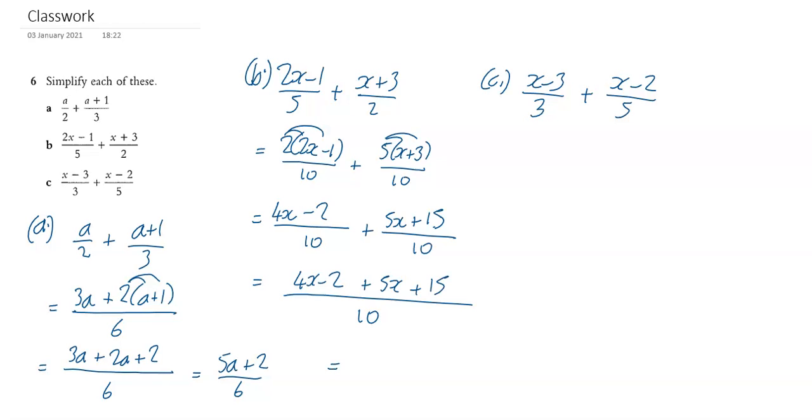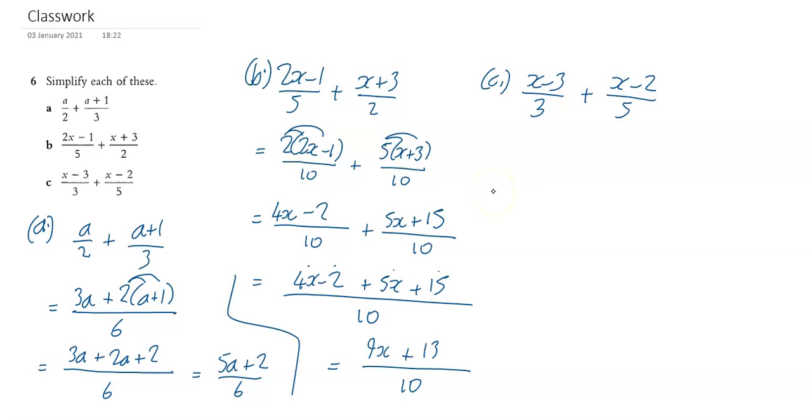And if we tidy this up, that's my part B, it's all going to be over 10. And you've got 4x plus another 5x is going to be 9x. And you've got minus 2 plus 15. So if you imagine you were 2 meters underwater, that's what minus 2 represents, and then you go up 15, you're going to be plus 13 above water, so plus 13. And that's it.